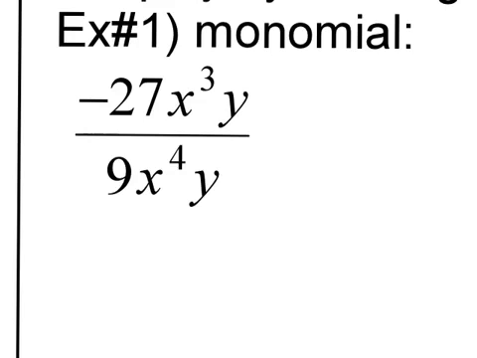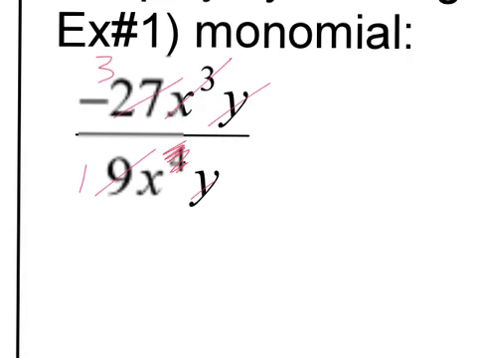Okay, so here's the monomial. This one's easy. Well, what goes into 27 and 9? Well, 9 goes into both of these. So 9 goes into 27 3 times, and it goes into 9 once. What goes into x cubed and x fourth? Well, x cubed goes into both of these. So we could cancel out the whole x cubed, and that leaves just one x. And the y's cancel each other out.